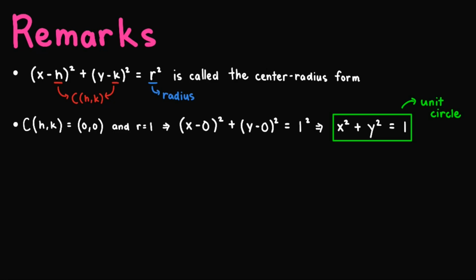So this is something important again, since usually in problems, it's just stated that we have a unit circle. So when we see that one, immediately, this is what we are referring to.